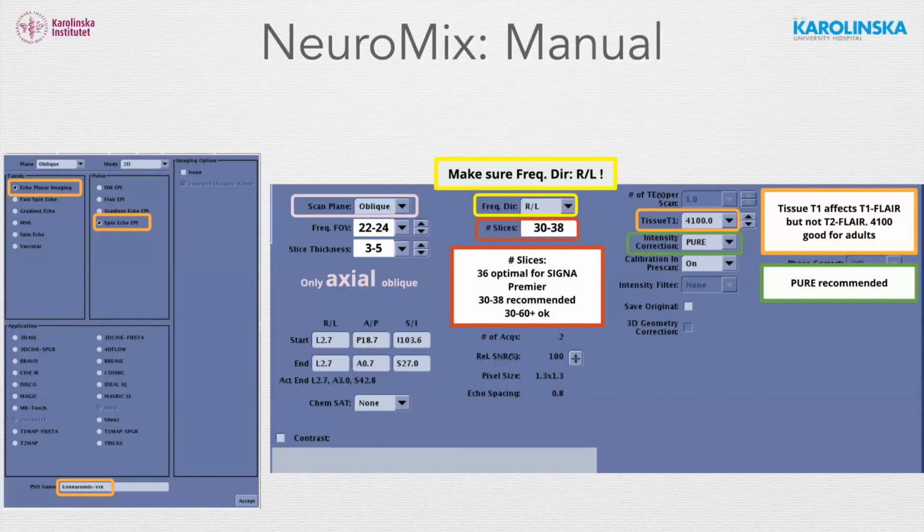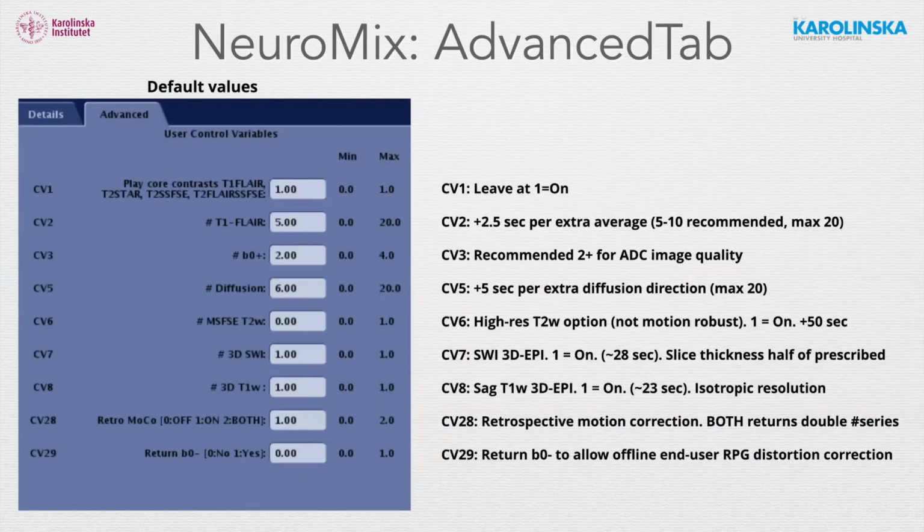And here I just want to show you in the manual that it's simple. You only need to worry about the field of view, the slice thickness and the number of slices. Then you can click on the advanced page, and here you see the most important stuff. You can see what types of contrast you would like and what types of contrast you want to exclude. One is yes, please, and zero is no. You can choose, for instance, CV2 shows you want to have 5 averages for T2 T1 FLAIR. Diffusion at CV5, you can say you want to have 6 diffusion directions.